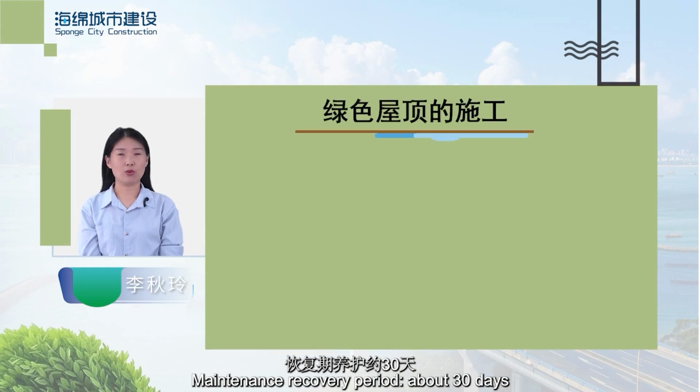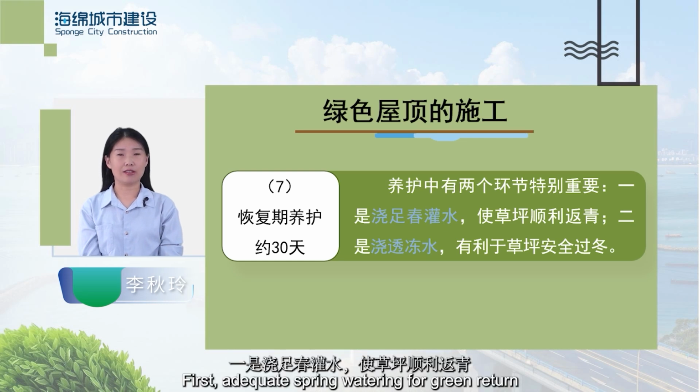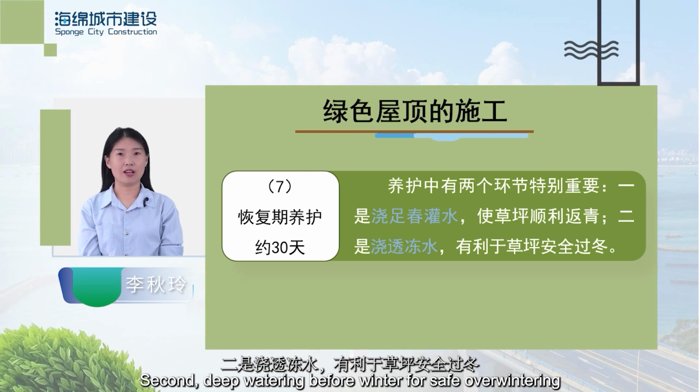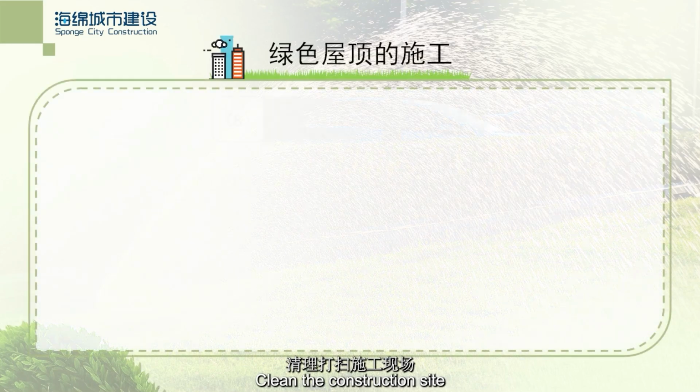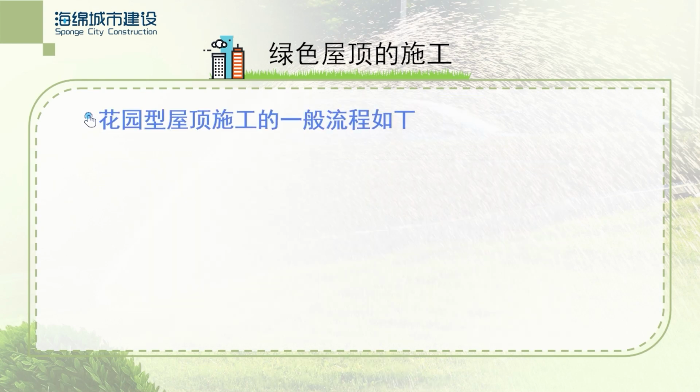Maintenance recovery period, about 30 days. Two key steps. First, adequate spring watering for green return. Second, deep watering before winter for safe overwintering. Clean the construction site. Second type, garden type.